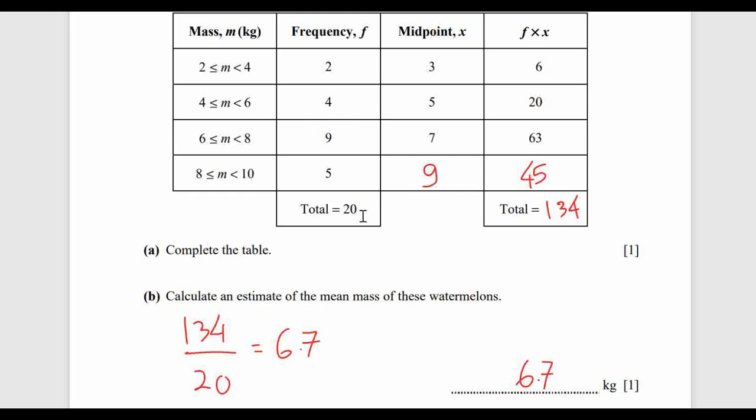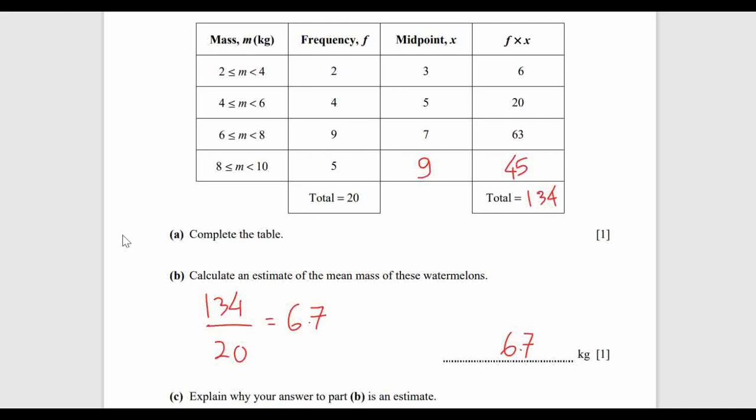Next, number C. Question 9C asks: explain why your answer to part B is an estimate. So give your reason. 10 seconds from now. 10, 9, 8, 7, 6, 5, 4, 3, 2, 1, 0.